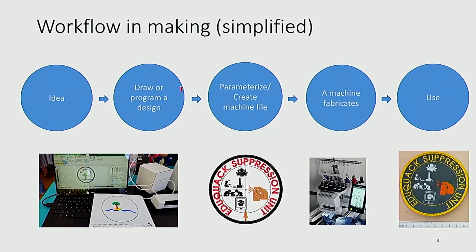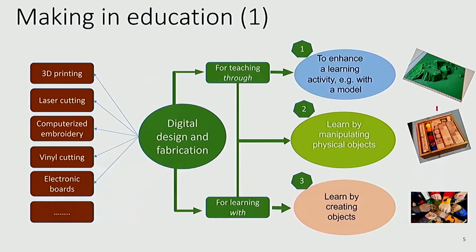And so the workflow in making is fairly simple. I mean, this is a simplified workflow. You start with an idea, then you either draw or you program a design with a computer. And then this design needs to be parameterized for 3D printing, embroidery, or whatever. It's all the same thing, okay? And you produce a machine file, and then a machine uses it to fabricate, or if it's an electronic board, it uses it to interact with people, and then you can use it. That's the idea of how workflow works in making.